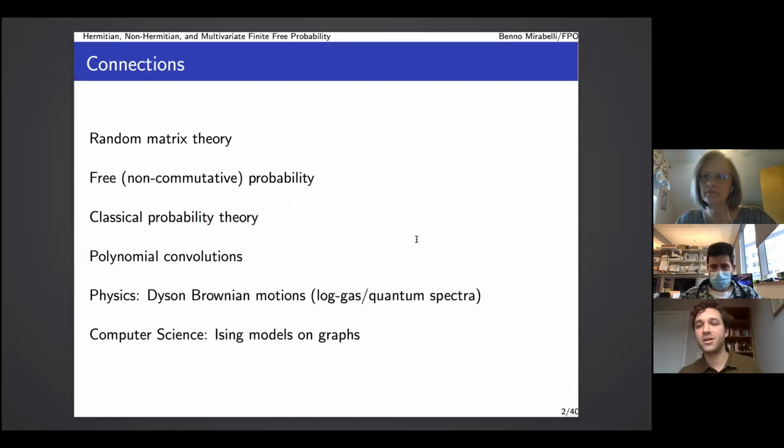So finite free probability is a fairly new field, but it does have a lot of connections to many longstanding fields of interest, including random matrix theory, free probability, classical probability, polynomial convolutions, and applications to physics and computer science. I'm going to touch on all of these connections sporadically throughout my talk.